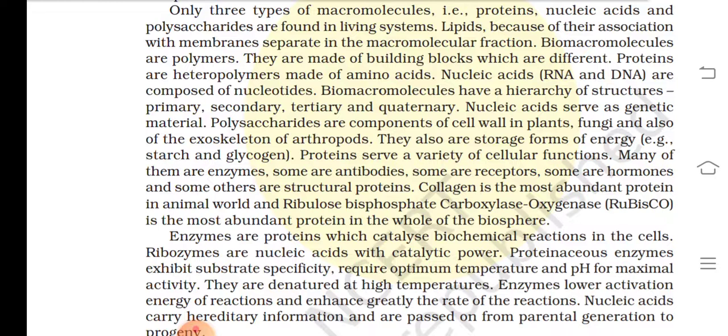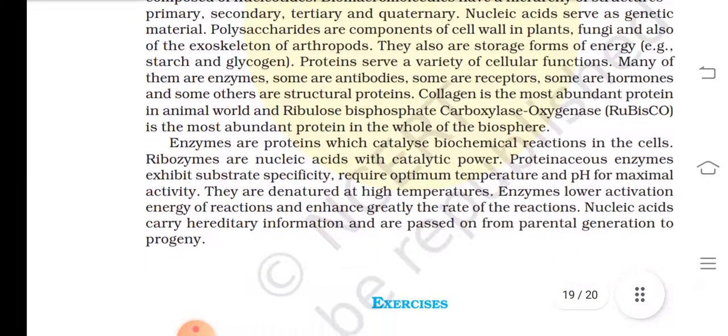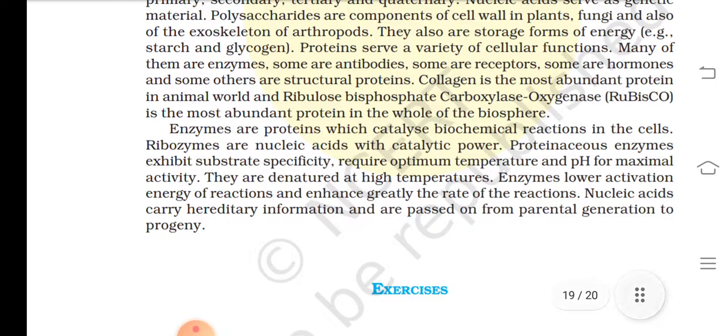Biomacromolecules are polymers. They are made of building blocks which are different. Proteins are heteropolymers made of amino acids. Nucleic acids, RNA or DNA, are composed of nucleotides. Biomacromolecules have a hierarchy of structure: primary, secondary, tertiary, and quaternary. Nucleic acids serve as genetic material. Polysaccharides are components of the cell wall in plants, fungi, and also of the exoskeleton of arthropods. They also are storage forms of energy, that is starch and glycogen.